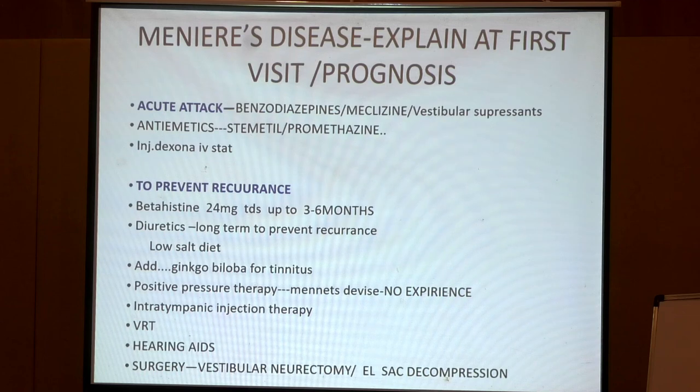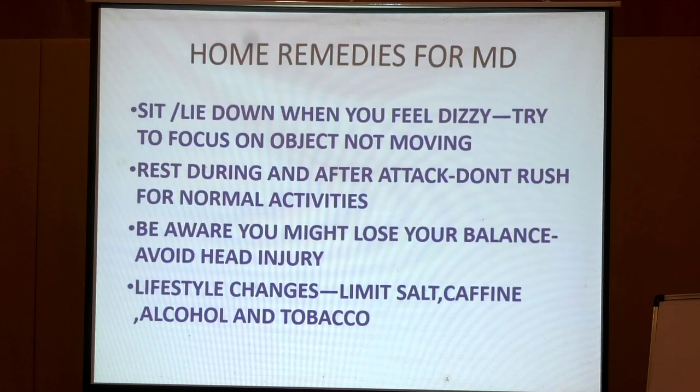So on the first visit, we should explain to every patient that this is a chronic and progressive disease, and treatment starts from the acute attack to the prophylactic. On the first visit, we should explain everything about the treatment, right from oral therapy, hearing aid, vestibular rehabilitation, and the surgery in resistant cases, where the patient does not get relief from vertigo or attacks suddenly come back after stopping the medical therapy. So vestibular neurectomy is the treatment of choice in those cases.